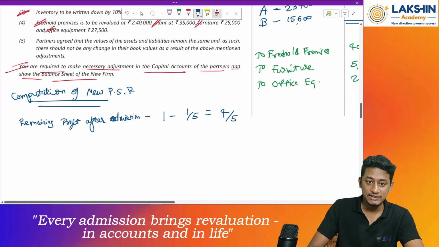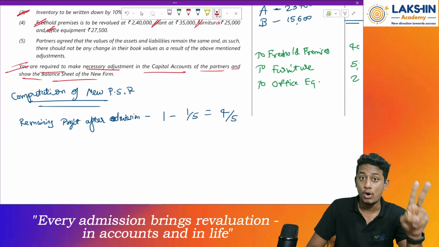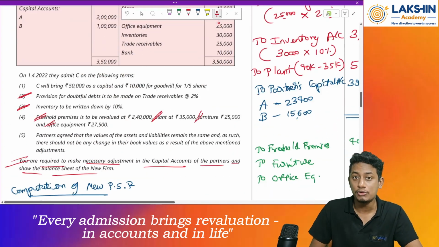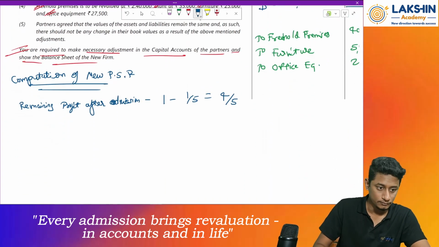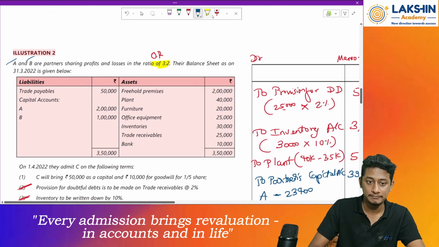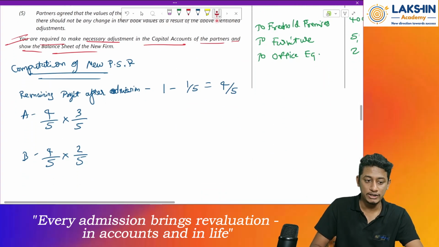Now this 4/5 will be divided between whom? Between A and B. In what ratio? Since there is no other ratio given to us, we will divide it in 3:2 ratio. So A will get how much? Out of 4/5, A will get 3/5 and B will get 2/5 of 4/5. The same ratio I have taken over here, 3/5, 2/5.